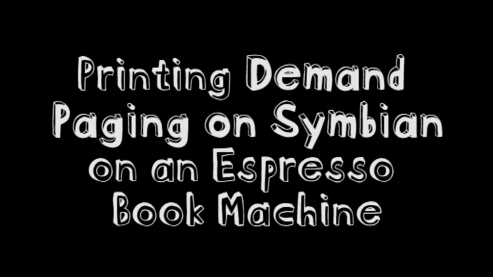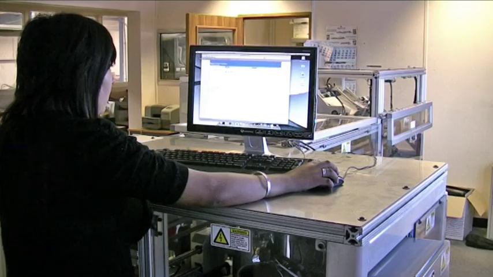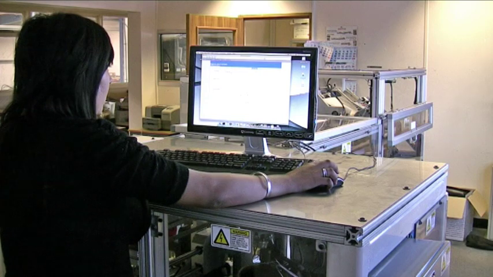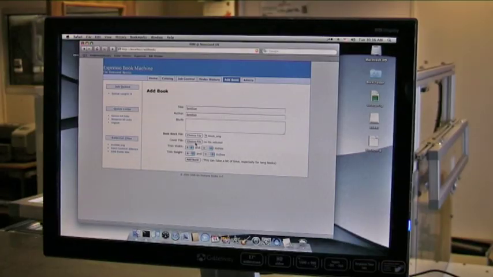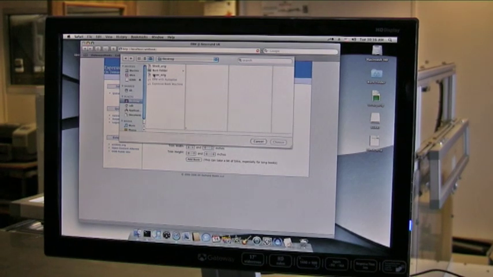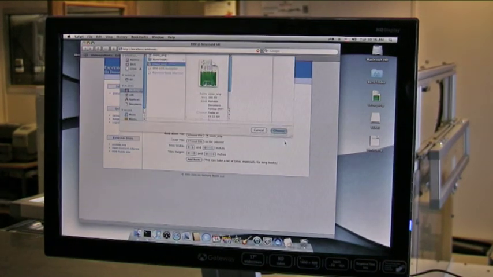Hello, I'm Jo Stichbury, Head of Technical Communications at Symbian Foundation, and I'm here in East London today with the Chairman of Newsstand UK, John Atkins, and we're watching our most recent Symbian book roll off the Espresso book machine.